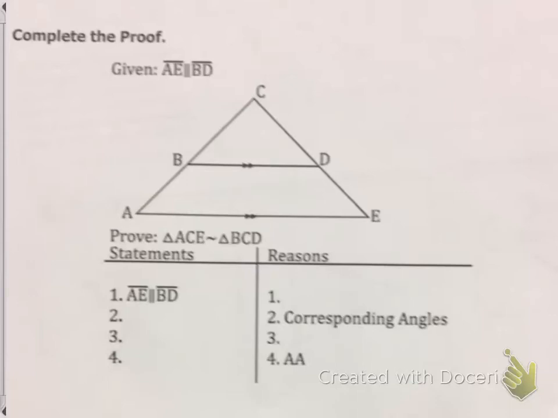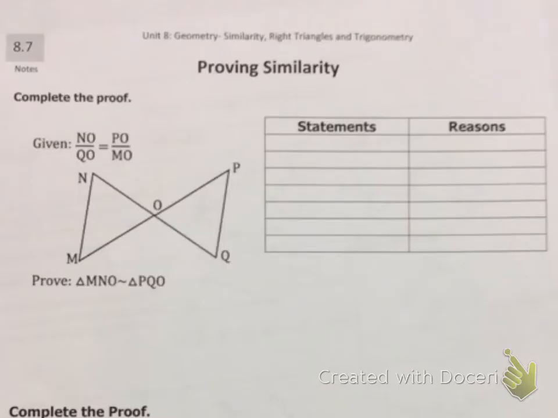This is Note-Taking Guide 8.7, Proving Similarities. So what we're going to do today is look at some sets of triangles, and we're going to decide whether or not we can prove they're similar. So we're going to look at these two triangles here. Here's the beginning part of this.